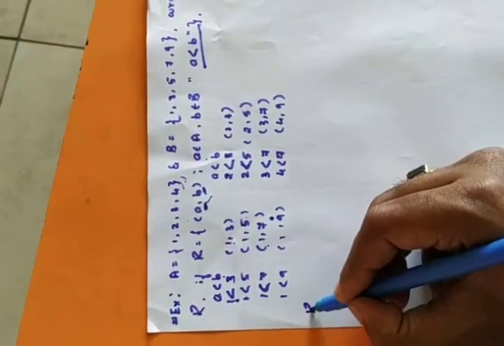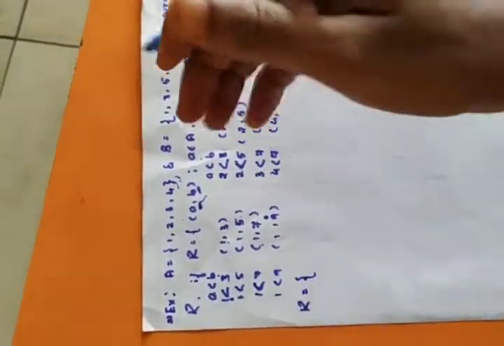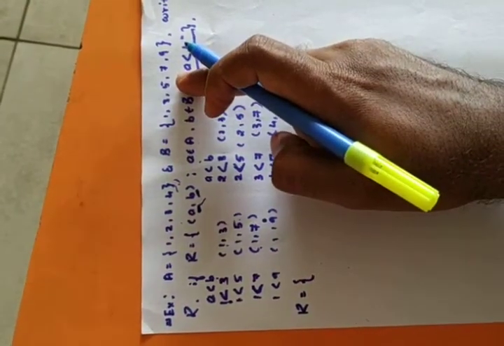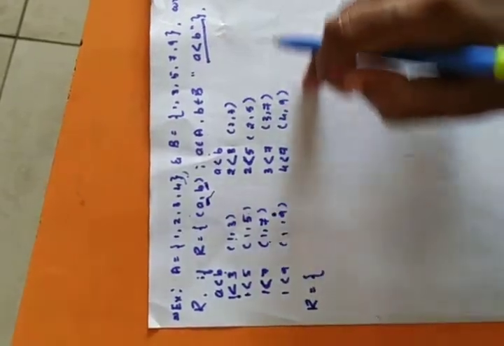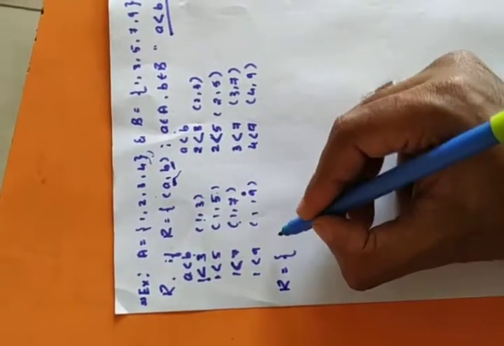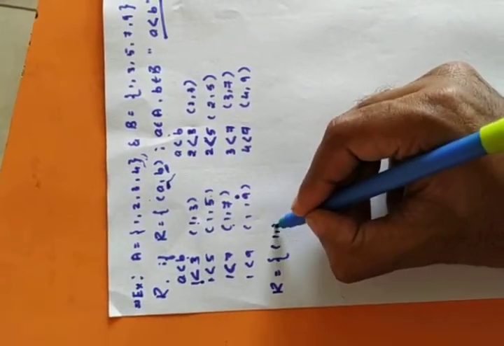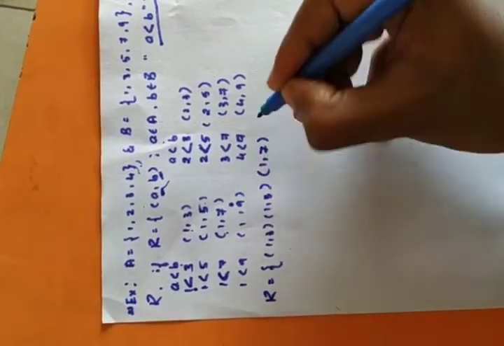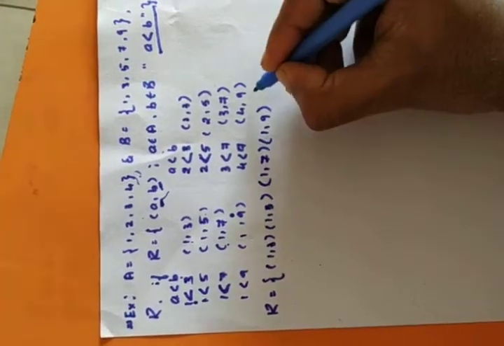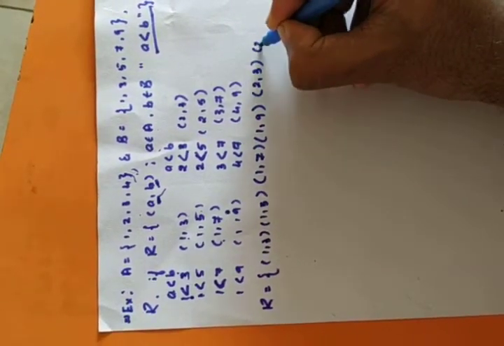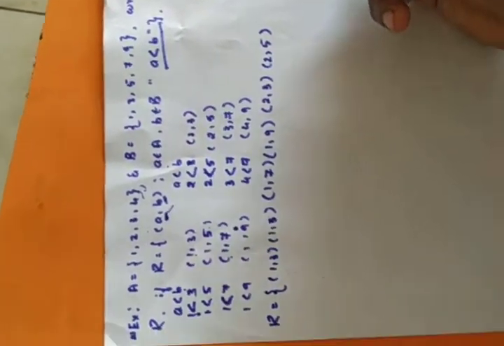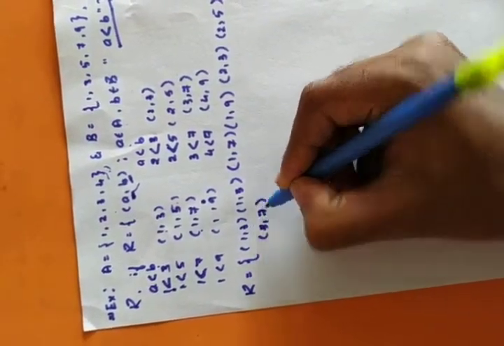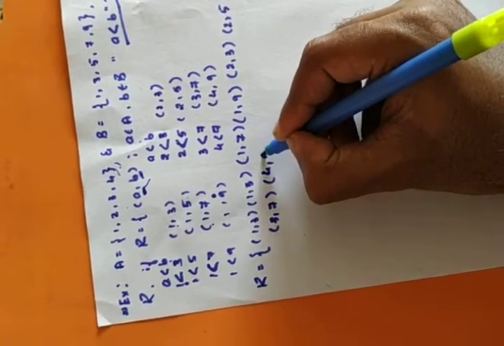So now I can write the relation. I still have to compare 3 and 4 with each and every element of set B, which I will write directly in the relation R. Okay, so this is what I get for the relation: 1 comma 3, 1 comma 5, 1 comma 7, 1 comma 9, 2 comma 3, 2 comma 5, then next 3 comma 7, 4 comma 9.